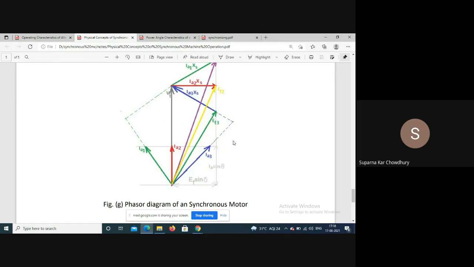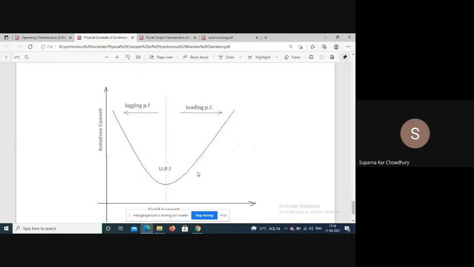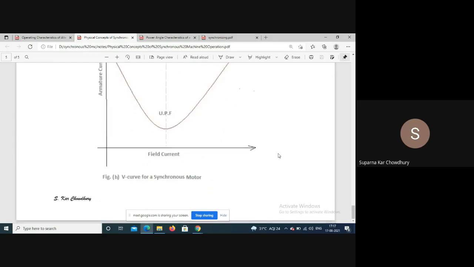So you can see here that the armature current is minimum for unity power factor. On both sides the armature current increases, but for a motor, for larger field current we will have leading power factor current. That is, the armature current versus field current curve looks the same, the V curve. Only for higher current the motor will have leading power factor, and for lower current we will have lagging power factor.